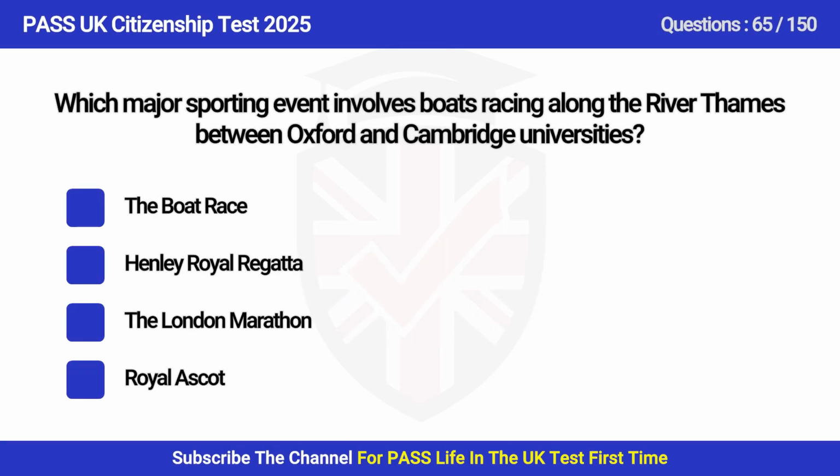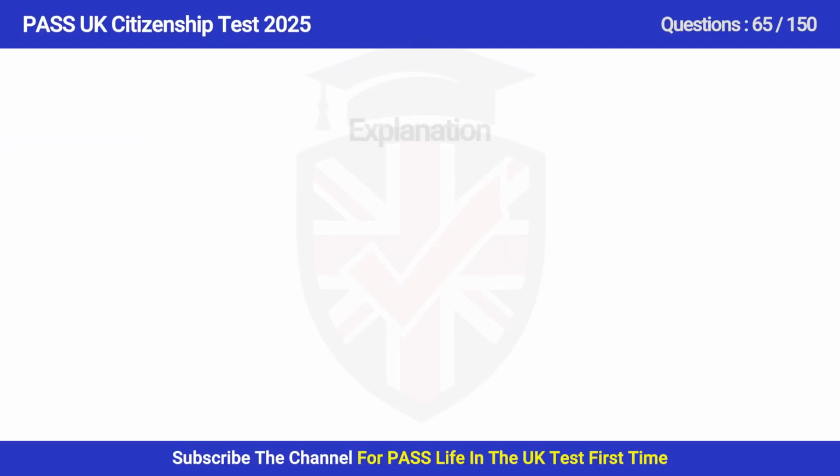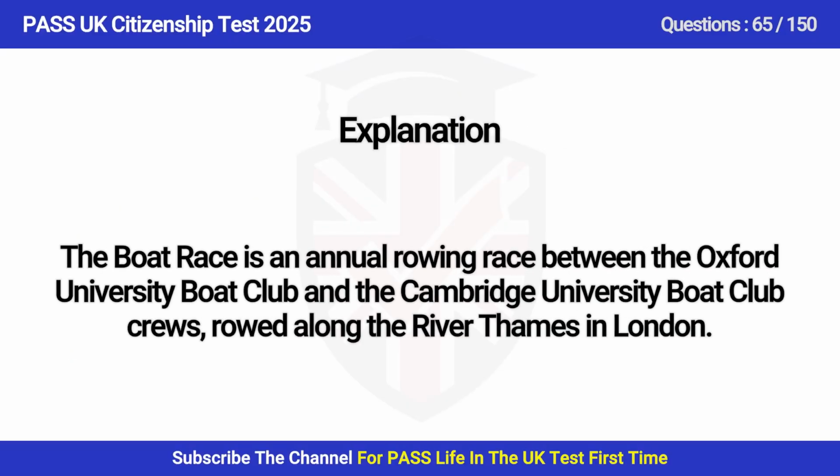Question 65. Which major sporting event involves boats racing along the River Thames between Oxford and Cambridge? A. The Boat Race, B. Henley Royal Regatta, C. The London Marathon, D. Royal Ascot. Answer is A. The Boat Race. The Boat Race is an annual rowing race between the Oxford University Boat Club and the Cambridge University Boat Club crews, rowed along the River Thames in London.